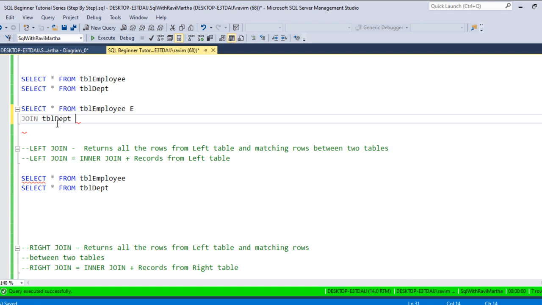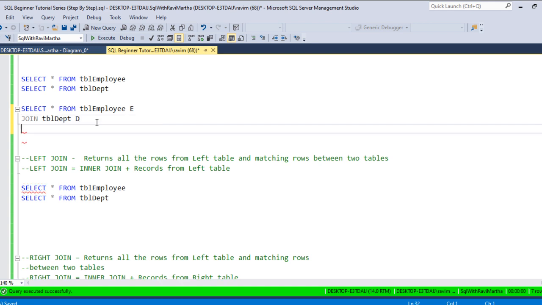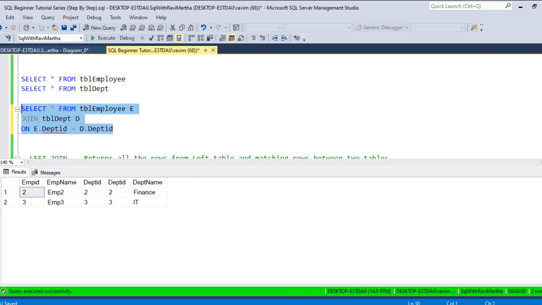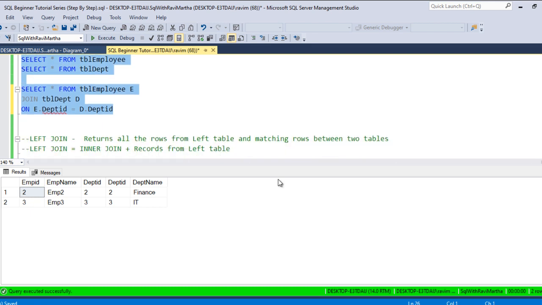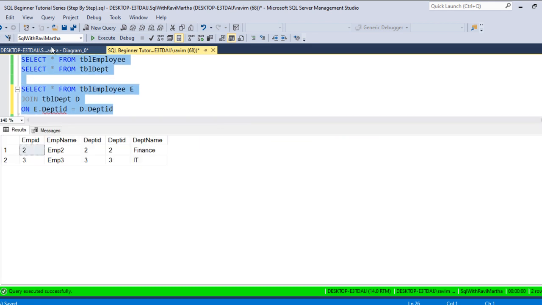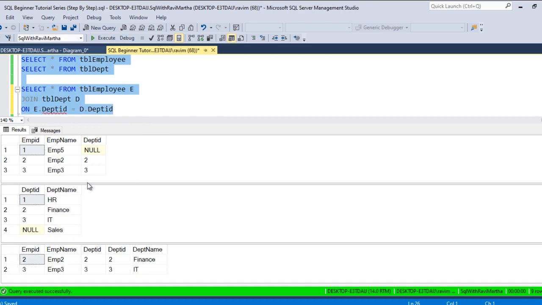And now you have the second table aliased as D. Now we'll specify the join condition: E dot department ID equal to D dot department ID. So department ID is common between these two tables. Now let's run the query. Let me also run both the table data together so that it will be easy.